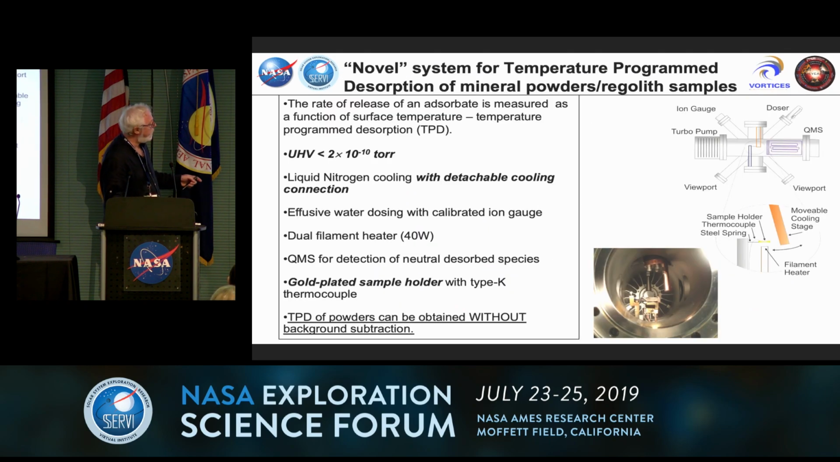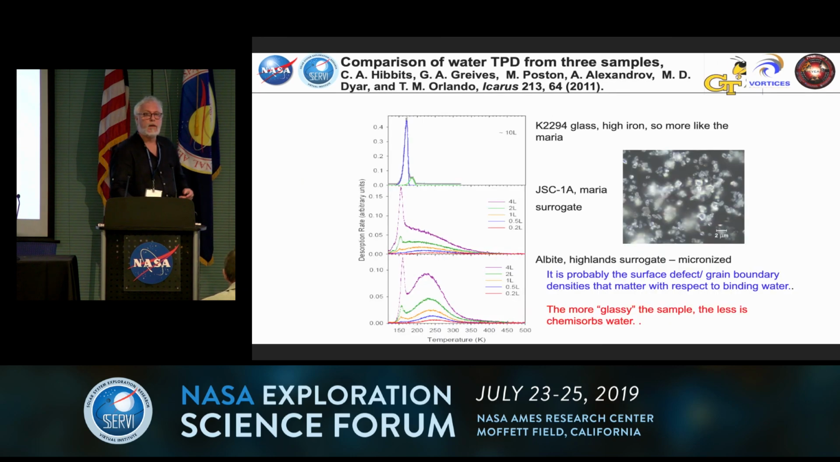Okay, so we built a system which is very specifically to do these measurements. We're in ultra-high vacuum. We have a liquid nitrogen cooled dewar that is coming down from the top here and hits the sample head. And then we control the heating very accurately, and then we measure with a quadrupole that's right above that, the release. And then we can do this with a sample that's been designed so that we don't have to go through a background subtraction procedure, which is pretty important.